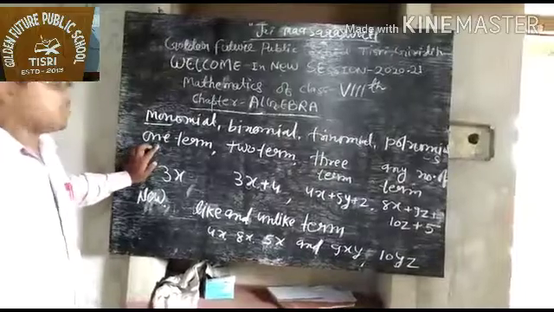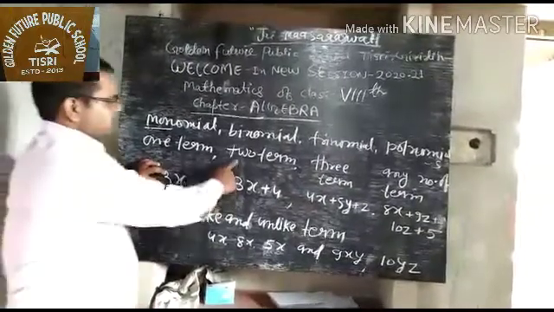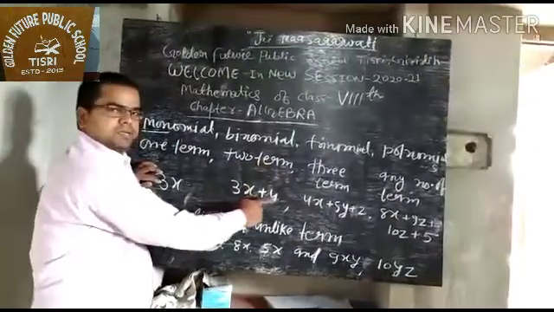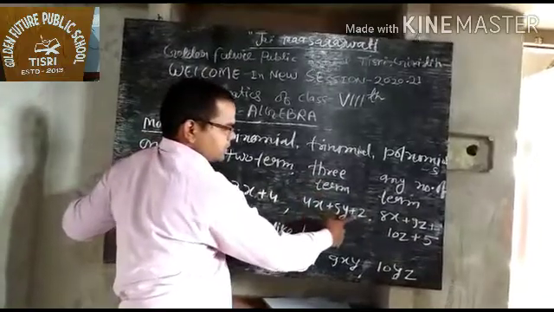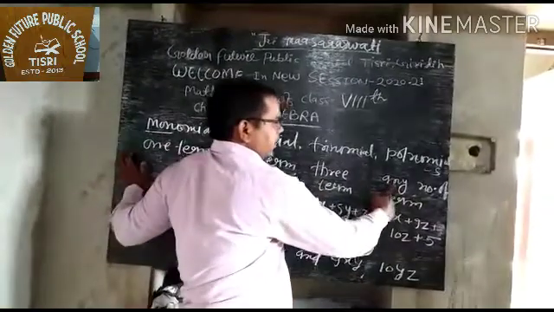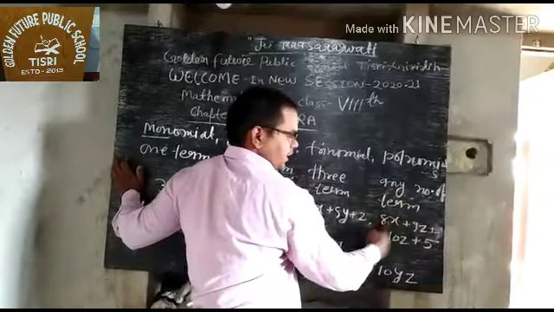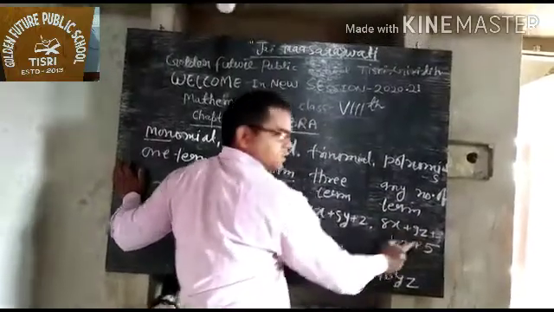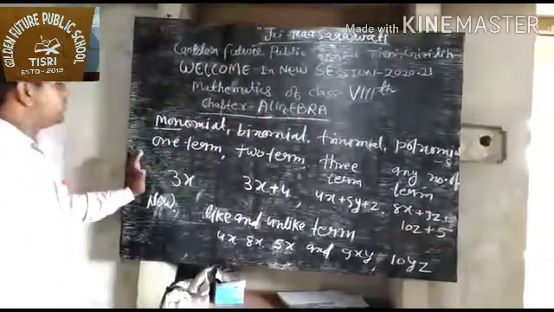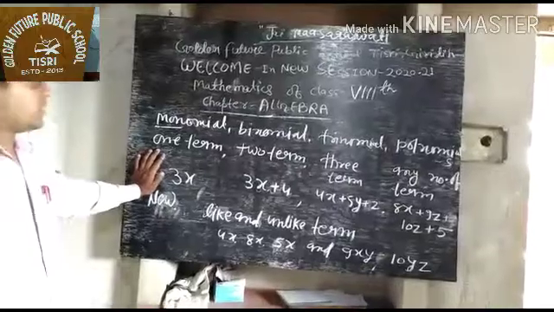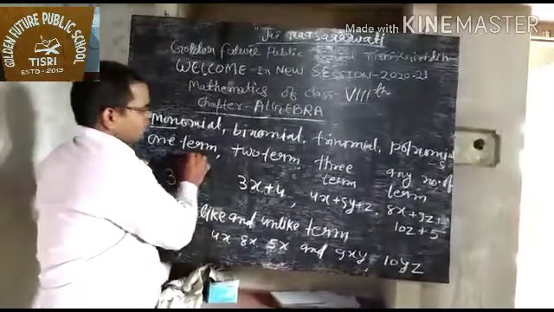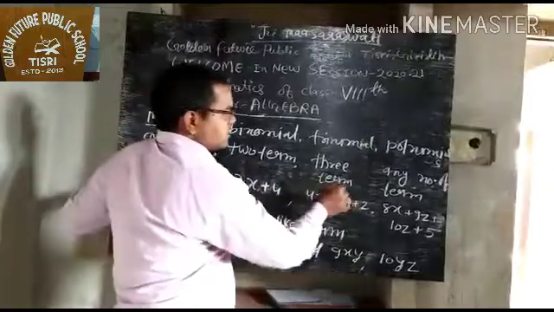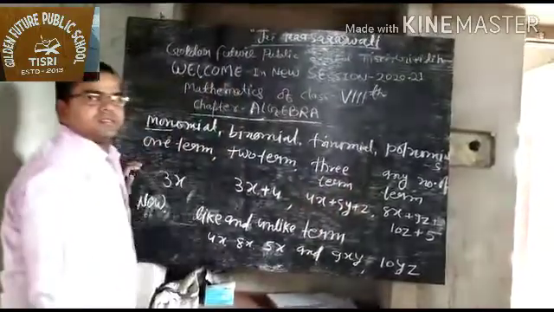We say one term means 3x. Two terms means 3x plus 4, and three terms means 4x plus 5y plus 2, and any number of terms, 8x plus 9z plus 10z plus 5. These are different types of expressions. So we say monomial, binomial, trinomial, polynomial.